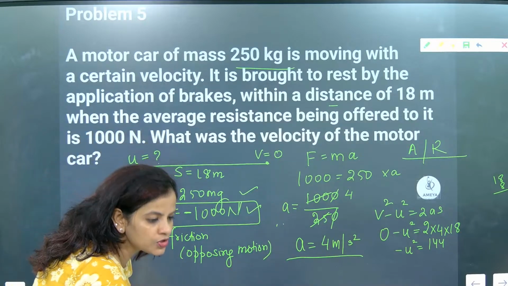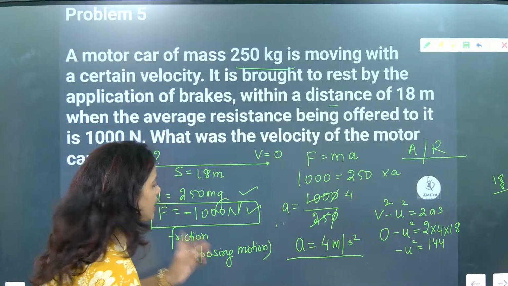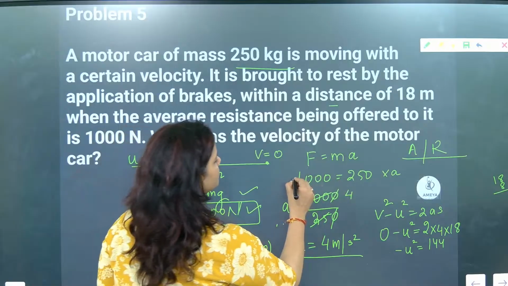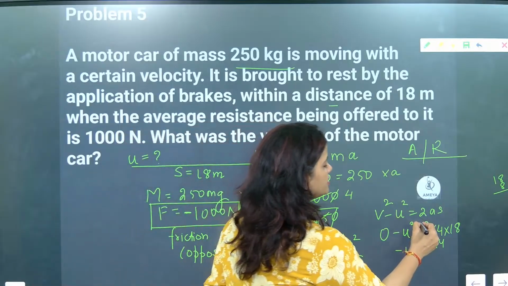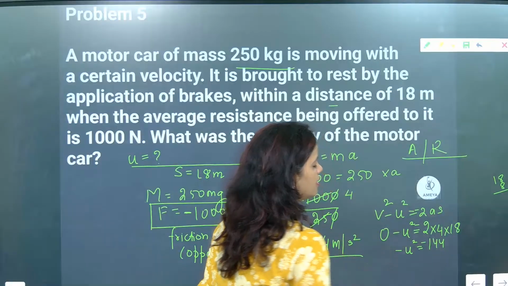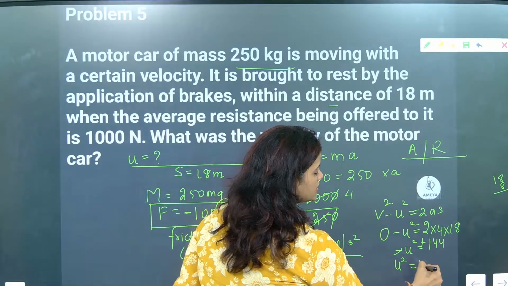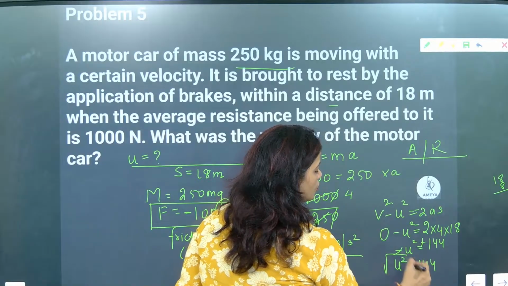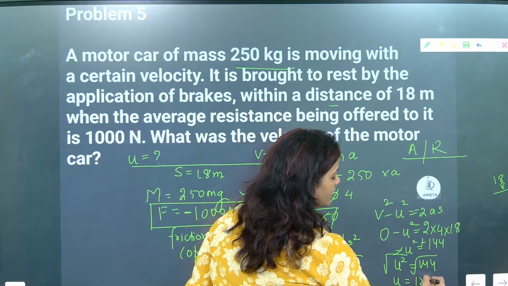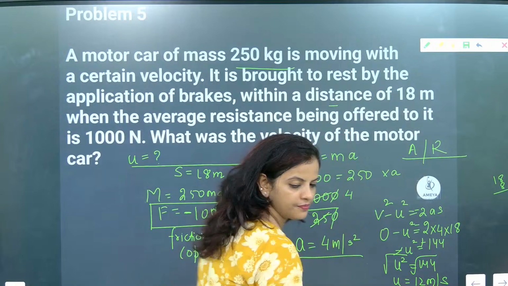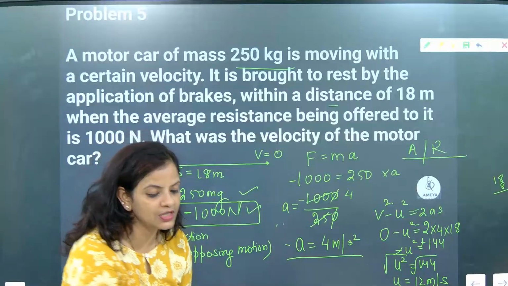So when it is opposing motion, the moment it is opposing motion, friction will become minus. So now here the acceleration part will become minus. The moment the acceleration part is minus, it will become minus and minus. Now this and this will get cancelled. So u square is equal to 144. If you take the root, u will come as how much? Initial velocity will become 12 meter per second. Did you get this point? Negative because of retardation. Absolutely correct.